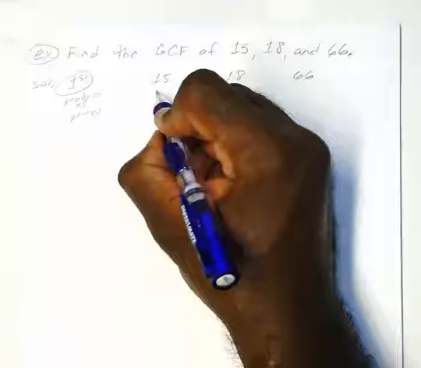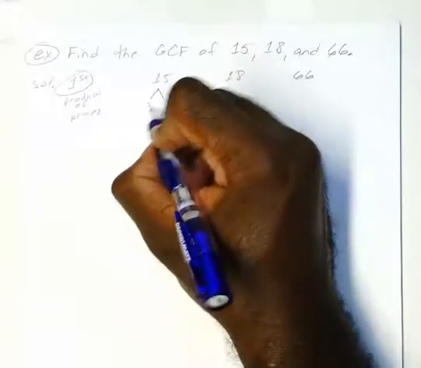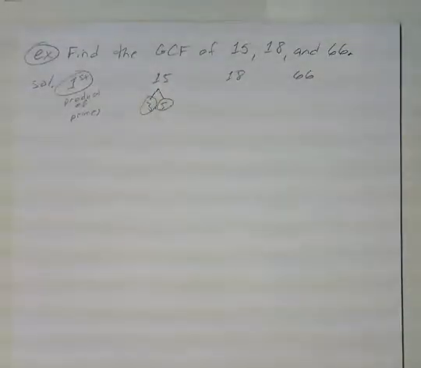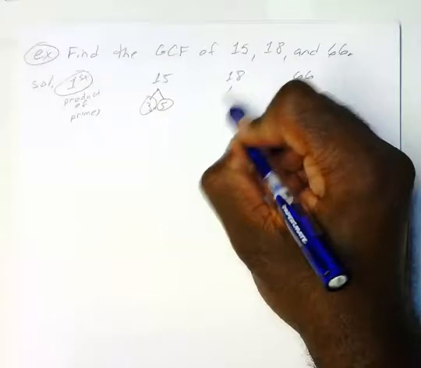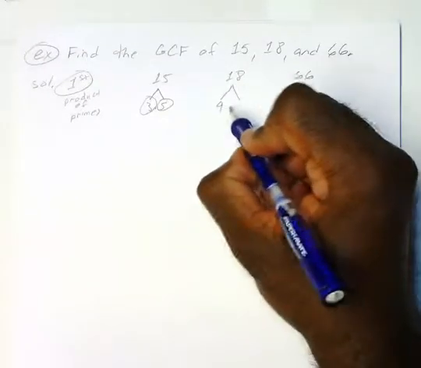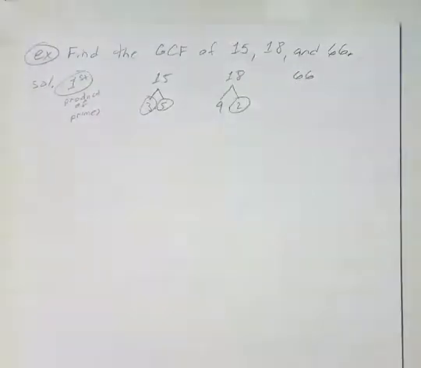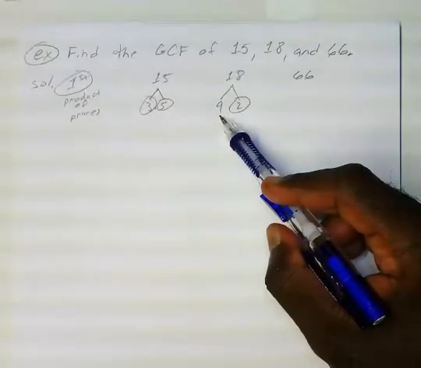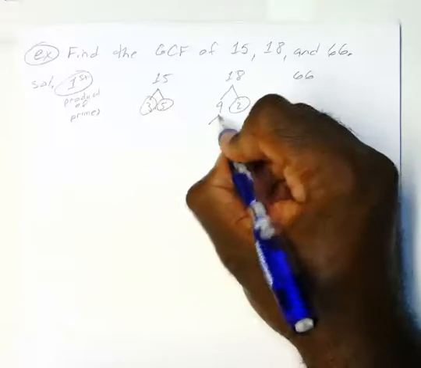15, we can factor that to 3 times 5. And neither one of those can be factored anymore, so we can feel comfortable circling those. 18, you can factor that to 6 times 3, 9 times 2, doesn't matter at all. So let's go with 9 times 2. The 2 can't be factored anymore, so we circled that one. This 9, you can factor that to 3 times 3.